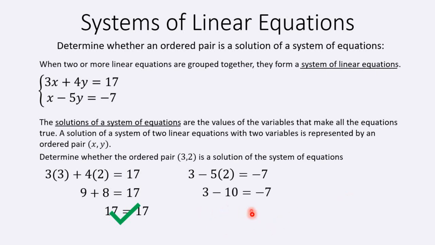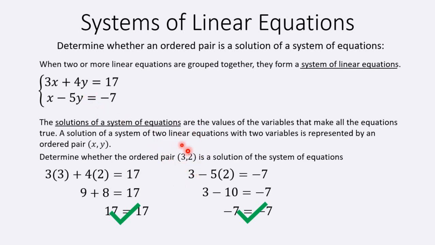3 minus 10 is -7. So -7 equals -7. It also works in the second equation. So here we have an ordered pair that is a solution to all the equations in this system of equations. This is a solution of the system of equations. So this is how you can verify that an ordered pair is a solution to a system.